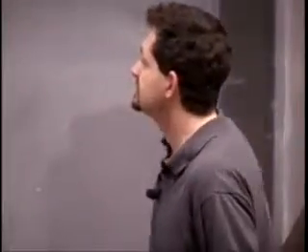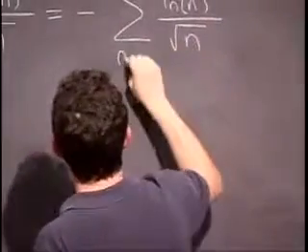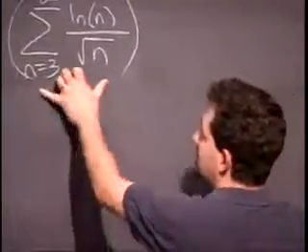So if I wrote it like that, then you could clearly see that all the terms are negative. But that's okay. I'll just pull out the minus and look at this series, log n over root n. Okay, this I can use comparison, because everything's positive.